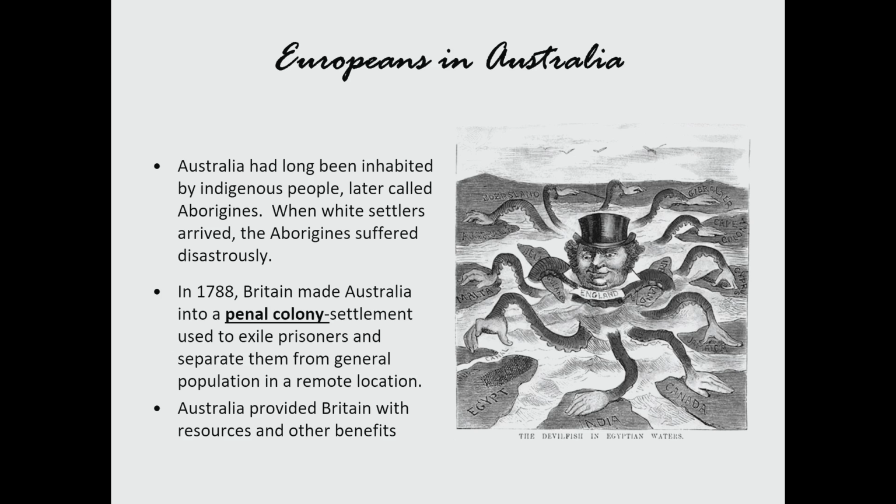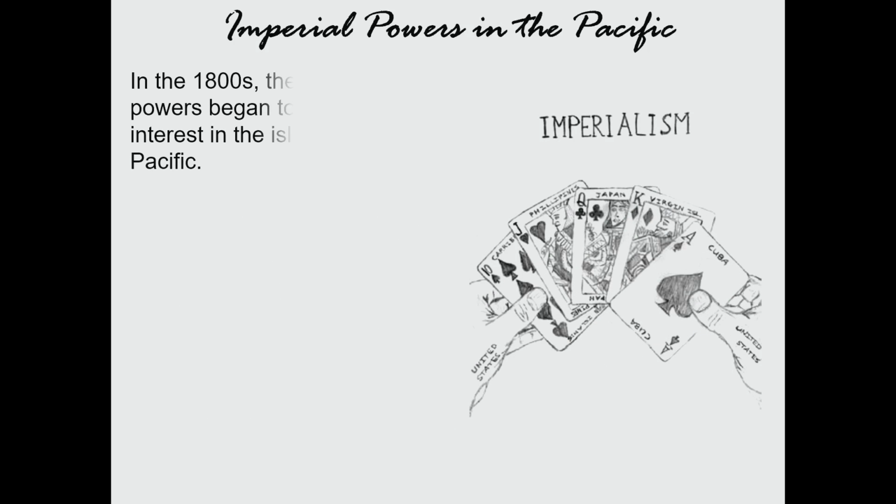Australia was a colony. Australia provides Great Britain with markets, fueling stations, and land and resources that they do not otherwise have in Great Britain. The last place we spoke about was the Pacific Ocean.